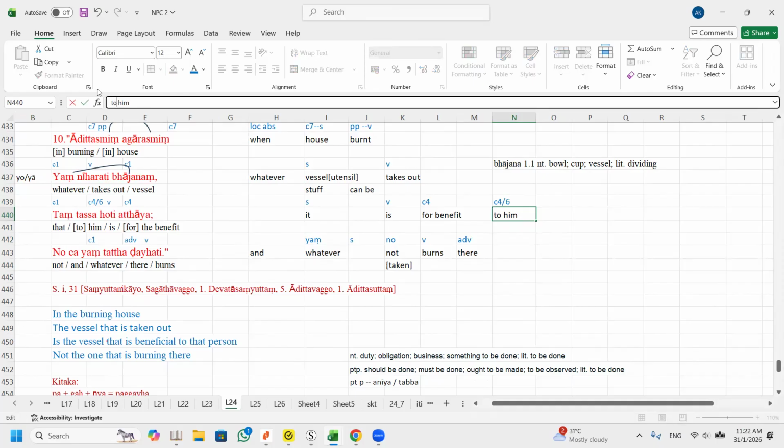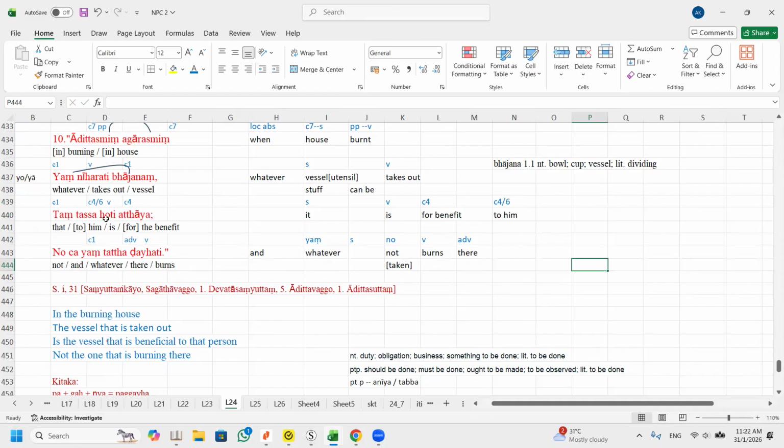Him, indirect object. Taser, because you decline ta, you get so. So is he. Then when it reaches here, dative, it becomes to him. To him. So this you understand. To him. If we take genitive, it is of him. Of him.